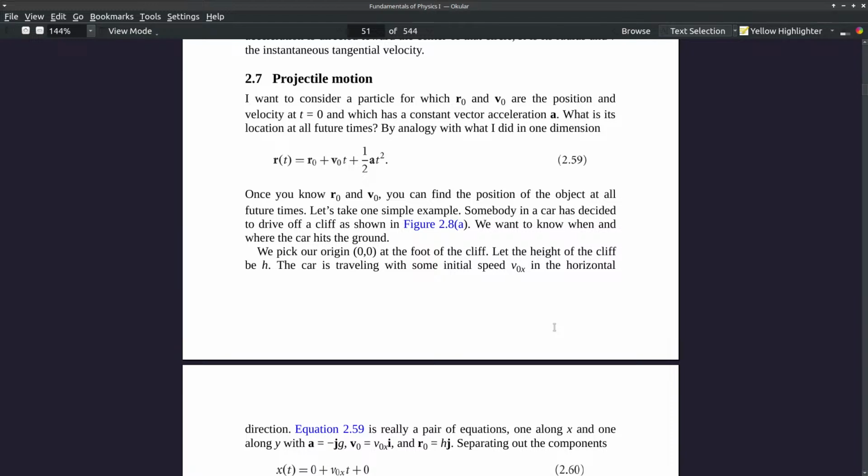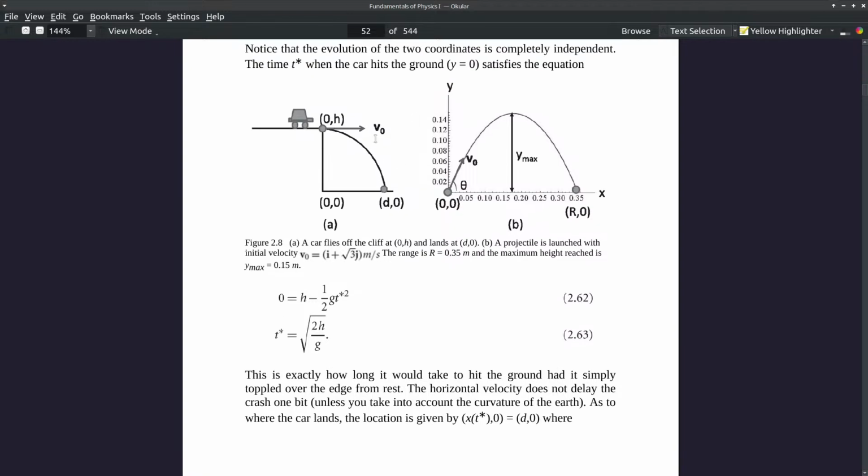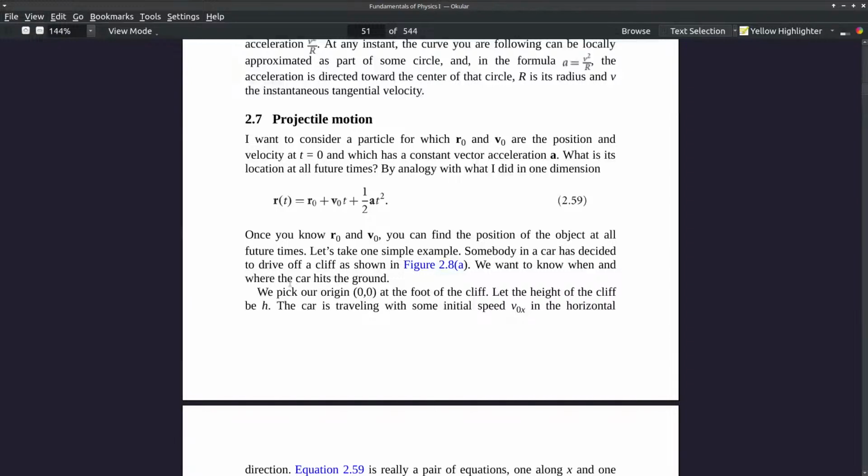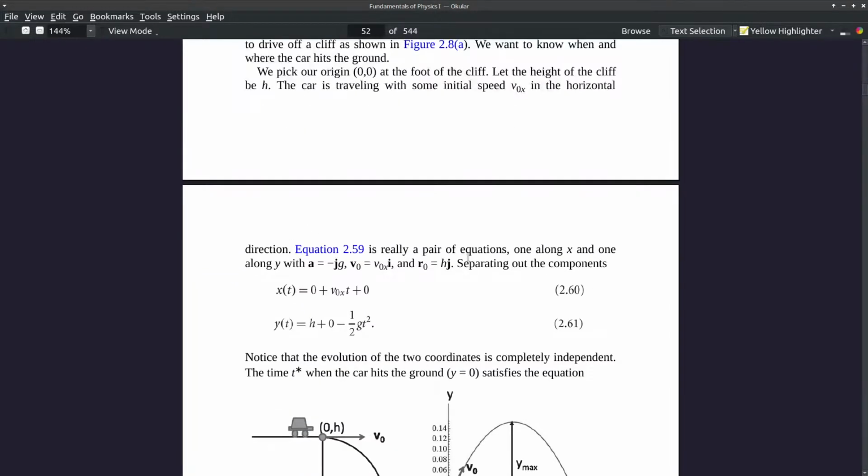Let's take one simple example. Somebody in a car has decided to drive off a cliff as shown in figure 2.8. We want to know when and where the car hits the ground. We pick our origin 0, 0 at the foot of the cliff. Let the height of the cliff be h. The car is traveling with some initial speed v0x in the horizontal direction. Equation 2.59 is really a pair of equations, one along x and one along y, with a equals negative g j, v0 equals v0x i, and r0 equals h j.